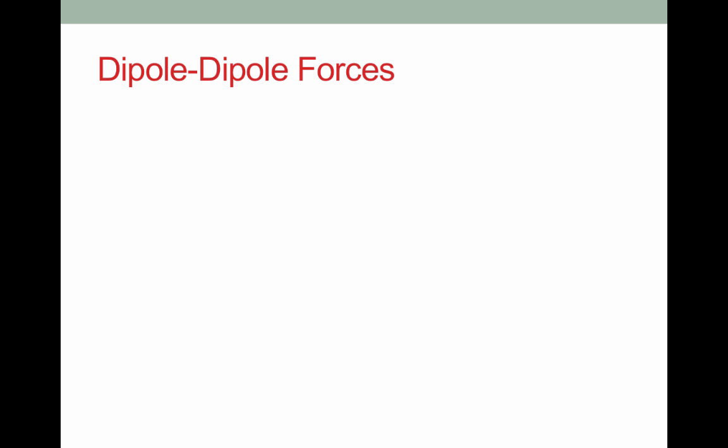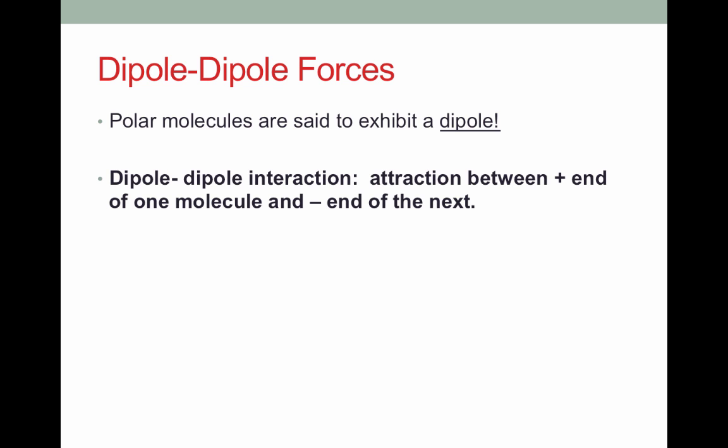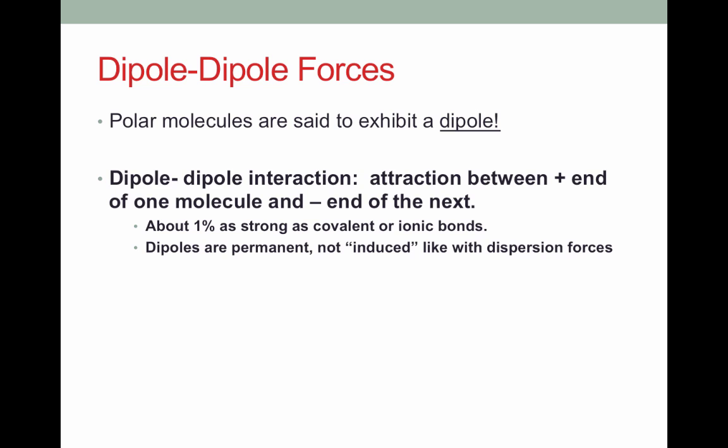Moving on to the next stronger intermolecular force, dipole-dipole interactions. Recall that polar molecules are said to exhibit a dipole, an area of positive charge and an area of negative charge. Dipole-dipole interactions occur when the positive end of one molecule attracts the negative end of a neighboring molecule. As we said before, these are weaker than covalent and ionic bonds. They're about 1% as strong as an ionic or a covalent bond, but they're much stronger than dispersion forces.